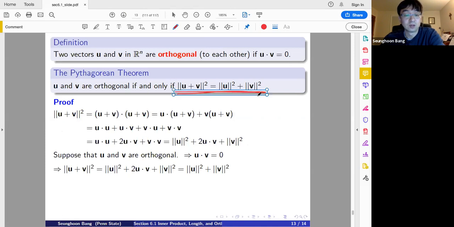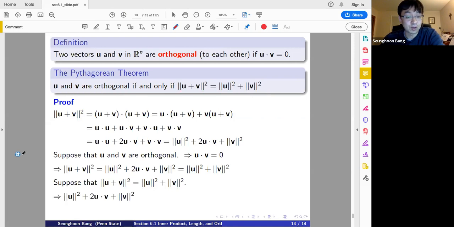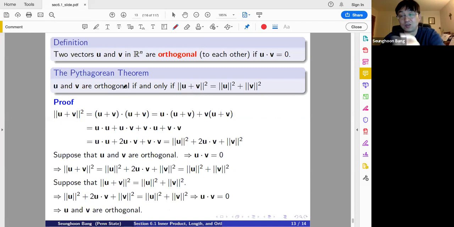Is the converse possible? Suppose that this is true. I'm going to prove whether u and v are orthogonal or not. The norm of u plus v squared, when we expand, equals the right hand side. You cancel the common terms, so exactly 2 u dot v equals 0, divided by 2, we have u dot v equals 0. This is the definition of orthogonal. So that's it. This is always equivalent.